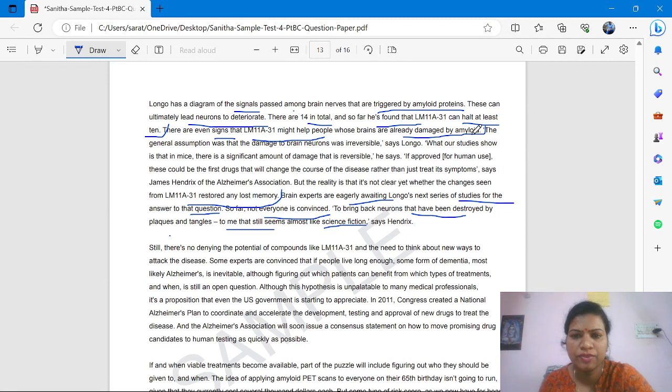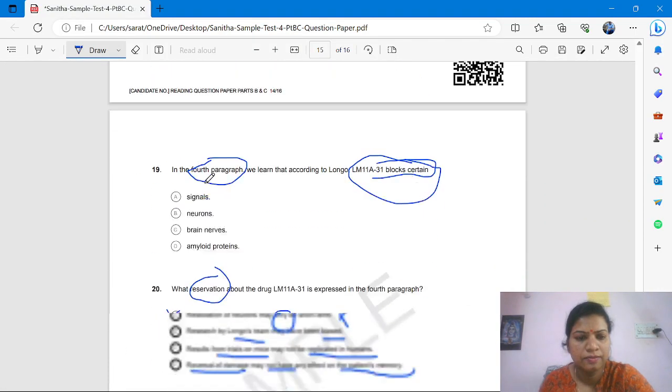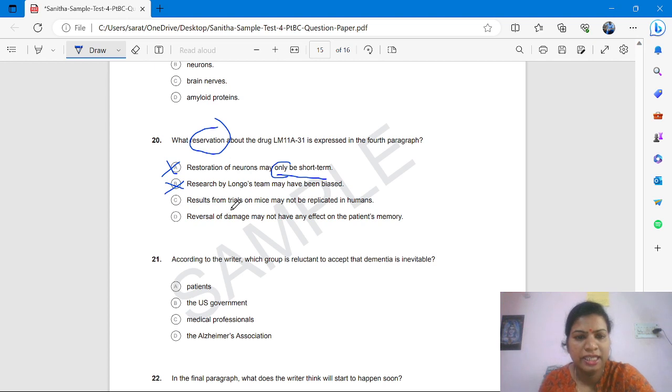The general assumption was that the damage to brain neurons was irreversible, says Longo. What our studies show is that in mice there is a significant amount of damage that is reversible. He says reversible. What is the option here? Research from trials on mice may not be replicated in humans, but it's not saying anything about this in the paragraph. So we eliminated this option.